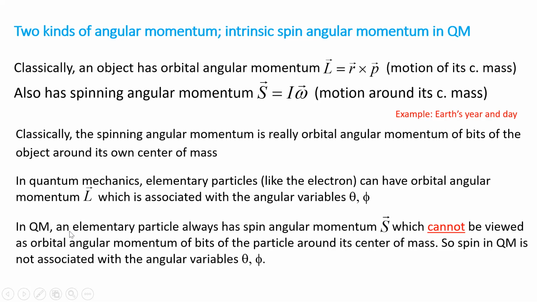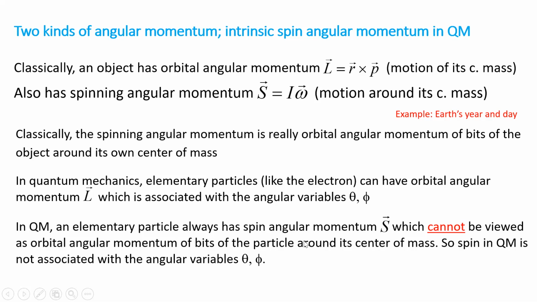But in quantum mechanics, an elementary particle always has a spin angular momentum S, which it turns out cannot be viewed as it is classically as orbital angular momentum of bits of the particle around its center of mass. It's an intrinsic spin angular momentum in quantum mechanics. It's an intrinsic property of the particle. It's not derived from orbital angular momentum of little bits of the particle, like the electron, around its own center.